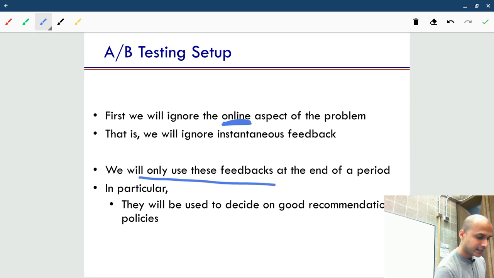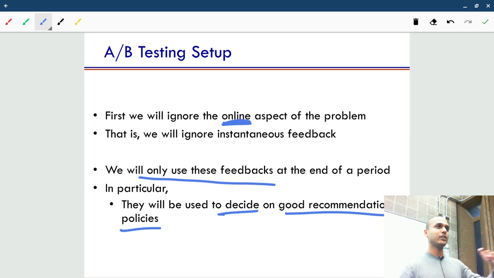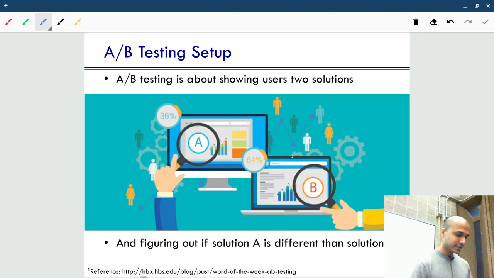But what we'll do is collect aggregate feedback over the end of a period. Maybe I showed site A to 100 people and site B to 100 people. I'll have conversion rates for both of them, and they'll be used to decide whether to show A or B. If you track the conversion rate over 100 people and 100 people, maybe there's a 90% relative difference between the two, and then you know what to do. So that's the setup.